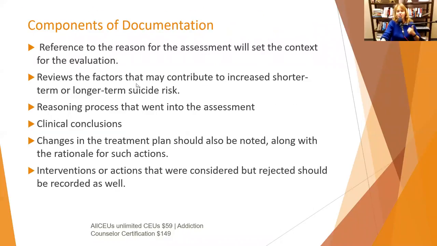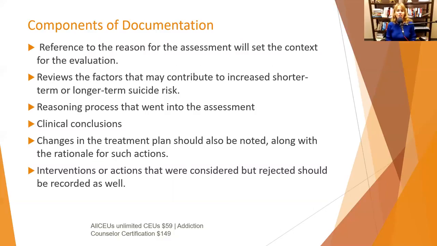In documentation, you need to have reference to the reason for the assessment in order to set the context for the evaluation. So why is this person here? Why do we think they're suicidal? The documentation reviews the factors that may contribute to increased shorter-term or longer-term suicide risk. So, the person had ideation, but what made you think that they were really at risk? What risk factors were there? Reasoning processes that went into the assessment, clinical conclusions, and again, consultation. Please put that in there.